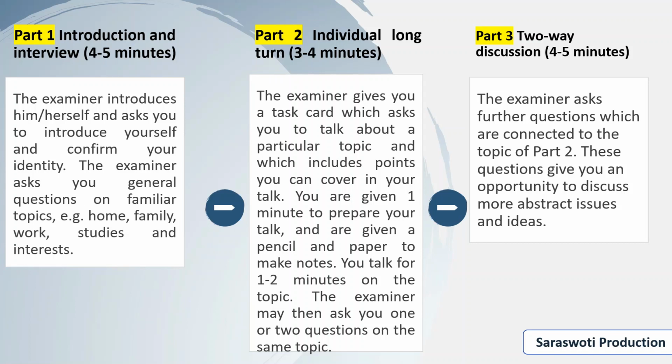Part 3. Two-way discussion, 4 to 5 minutes. The examiner asks further questions which are connected to the topic of Part 2. These questions give you an opportunity to discuss more abstract issues and ideas.